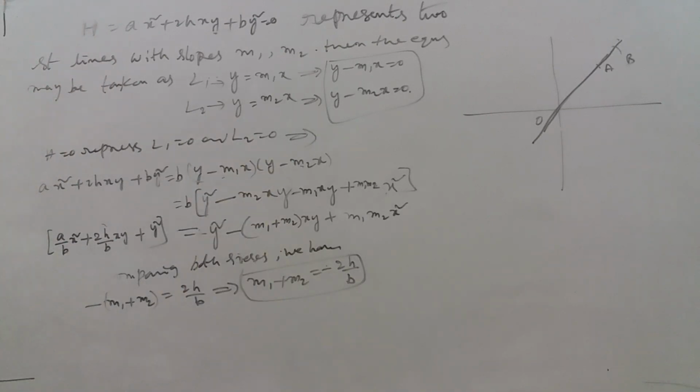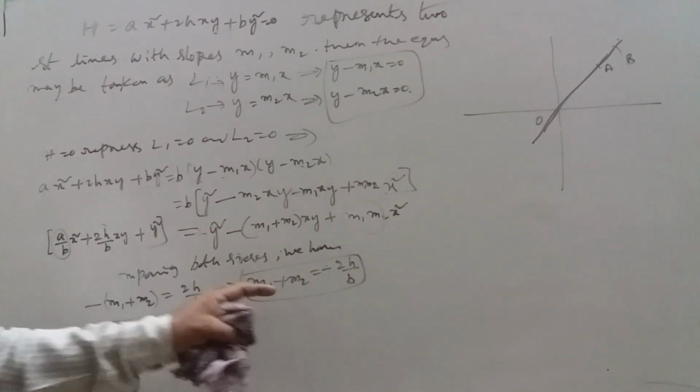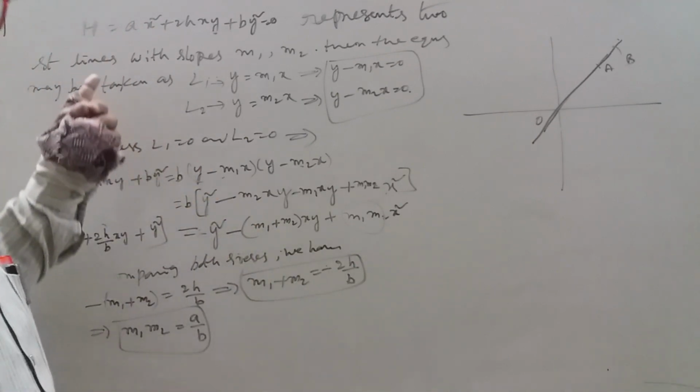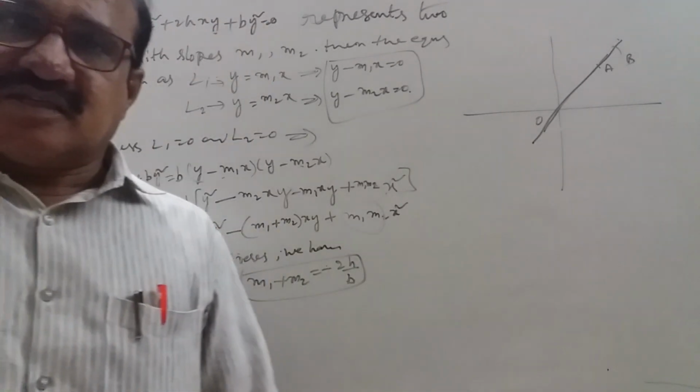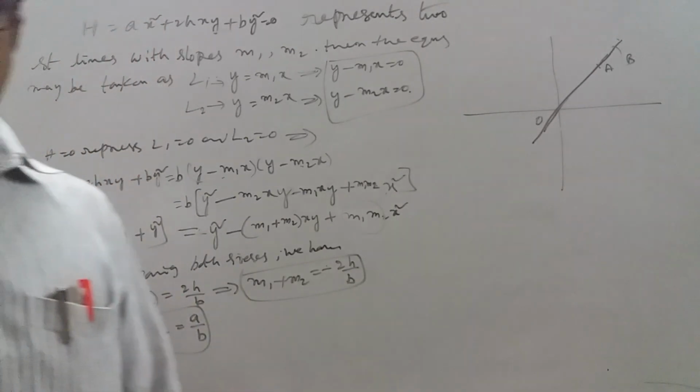This is one relation. And the coefficient of x square means a by b, that implies m1 m2 is equal to a by b. This is the second relation. By using these two relations, we can find the slopes of the two straight lines separately from the given homogeneous equation. We have to use these relations in our problem solving.